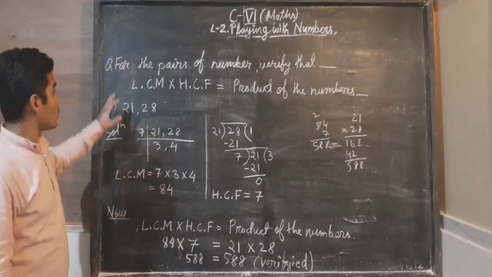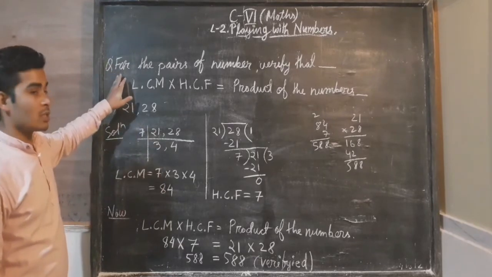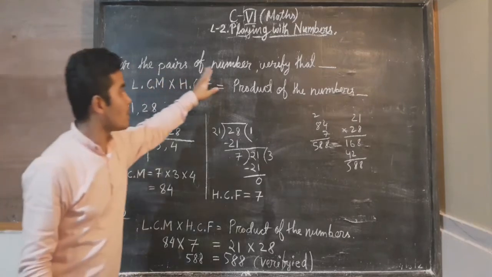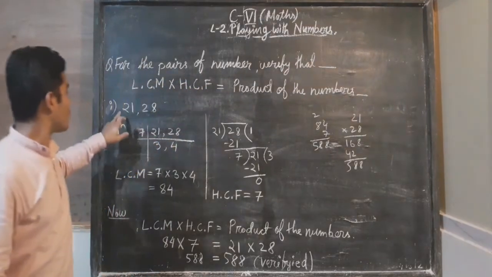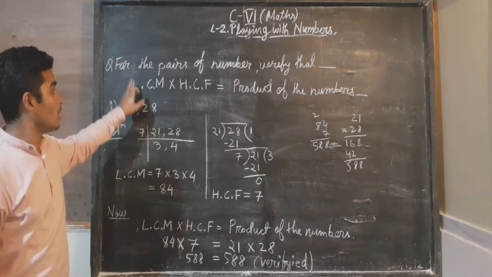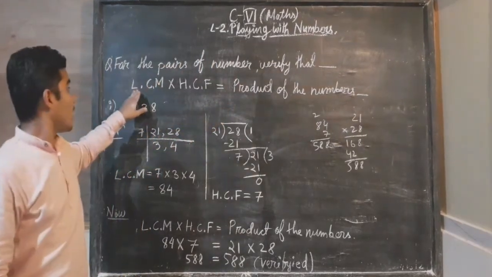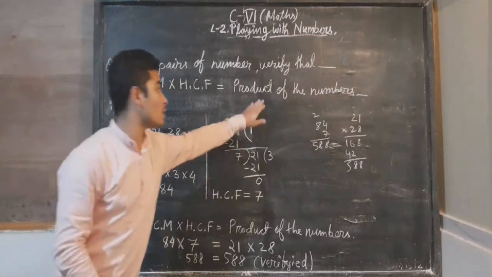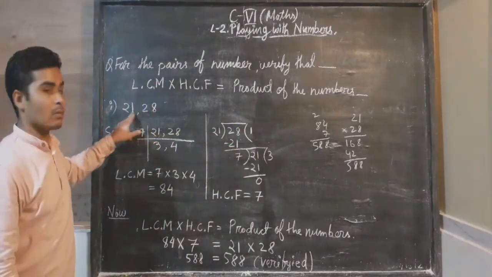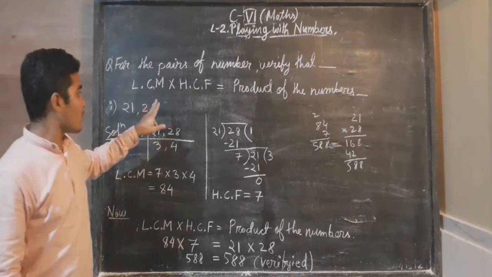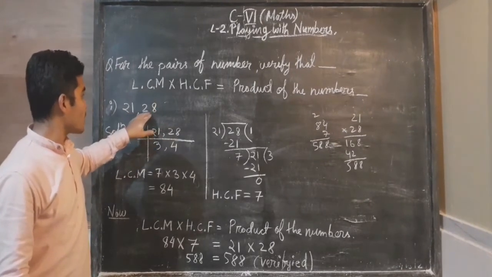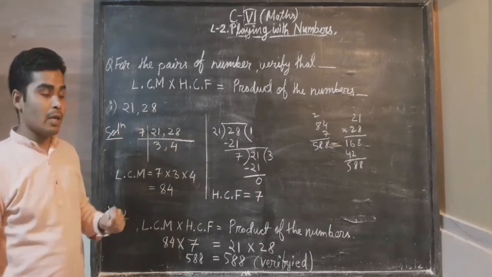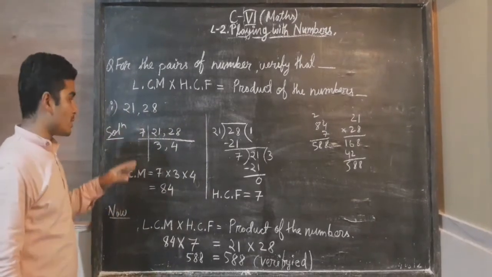Now I am going to solve this question. Let us read the question. For these pairs of numbers, verify that LCM into HCF is equal to the product of the numbers. Product of the numbers means the product of these 2 numbers. And also we have to find the LCM of these 2 numbers, and also we have to find the HCF of these 2 numbers. I have already shown how to find the LCM and HCF of numbers.